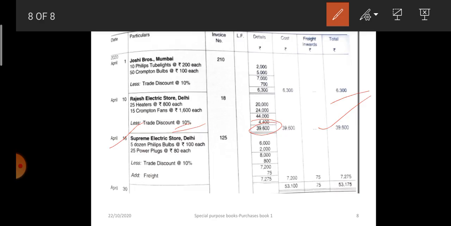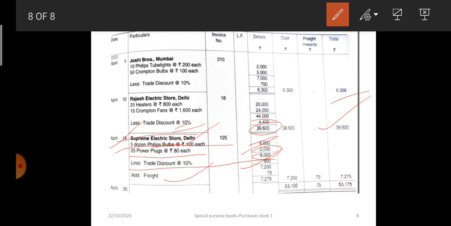Then on April 16th, from Supreme Electrical Stores, bulbs were purchased at the rate of 100 each. So 5 dozen Philips bulbs. In 1 dozen there are 12 units, so 12 into 5, it is 60. 60 bulbs were purchased at the rate of 100 each, so it is 6000 rupees. Keep this thing in mind. Then 25 power plugs at the rate of 80 each, so 25 into 80, it is 2000 rupees. Total 8000 rupees less 10% trade discount. 8000 minus 800, it is 7200 rupees.